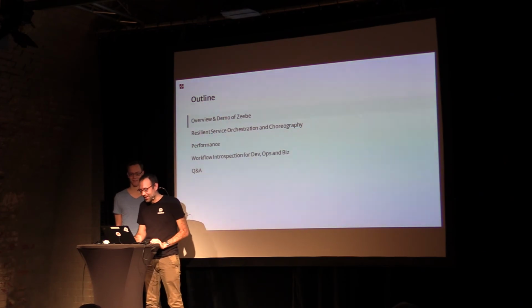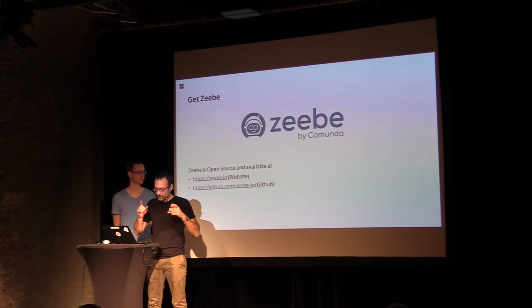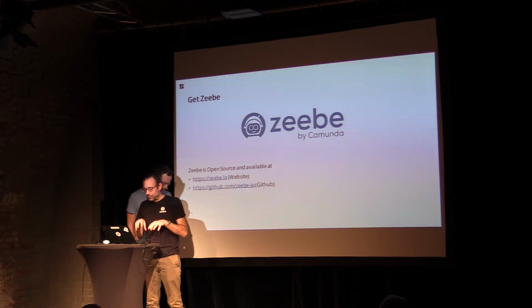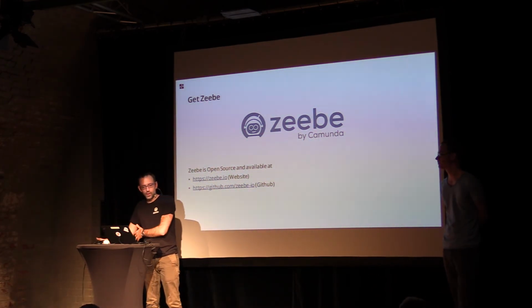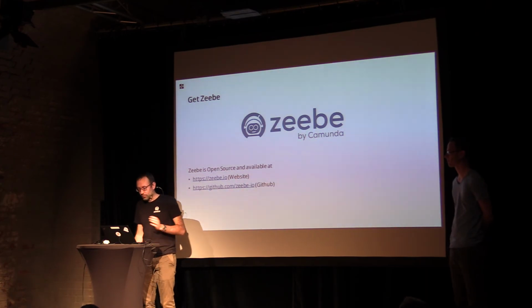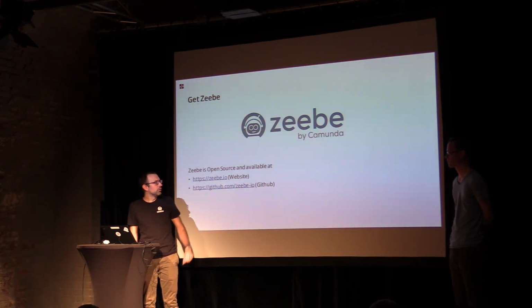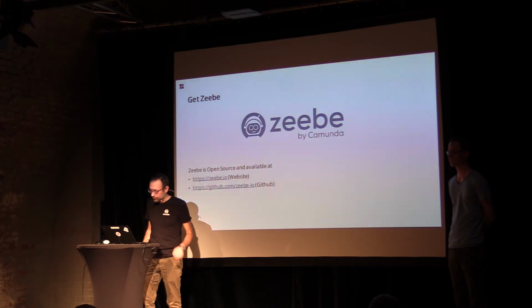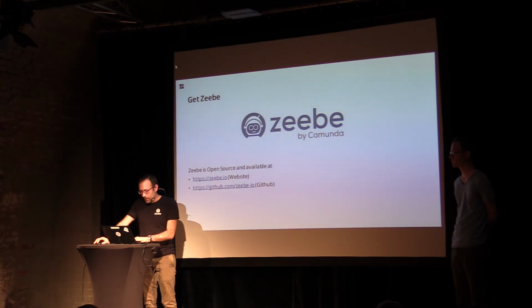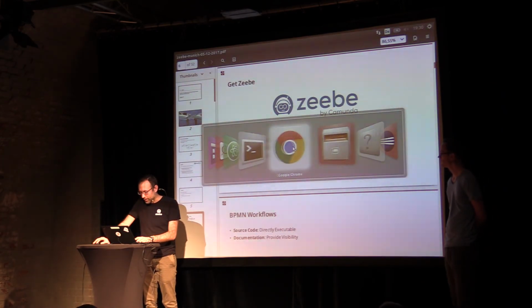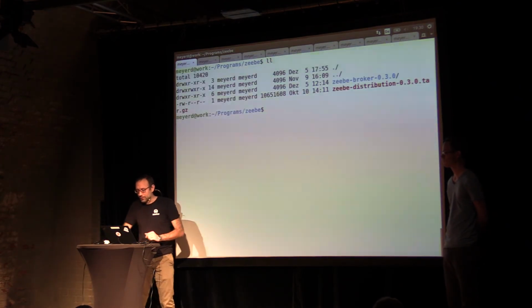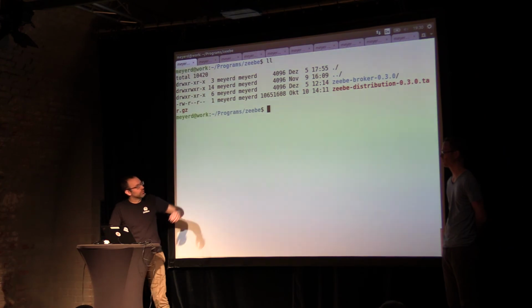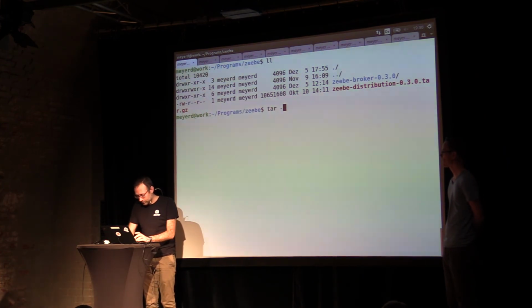Yeah. All right, so let's get this started. If you want to get CB, you can go to the website, cb.io, go to the download page, it's on GitHub. There's been a new release today by our team. You can download that and use it. I'm going to show this on my computer. So I have already downloaded the ZB distribution, and I'm going to extract it.